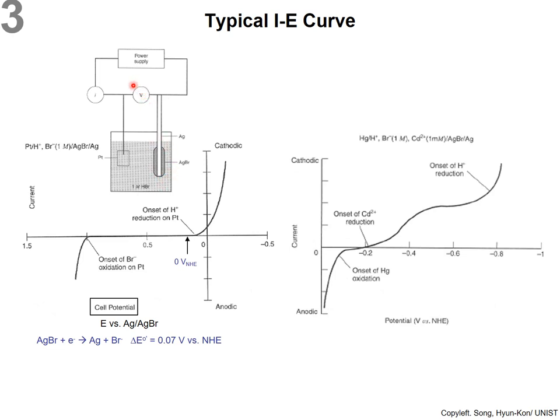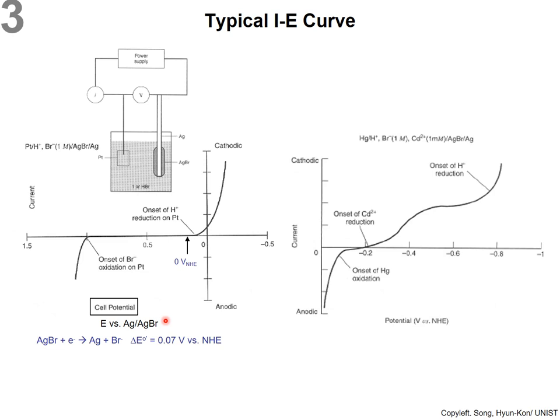Then we can apply some potential, and we will measure the current. Here is the potential-current curve, and this is the confusing notation because we have a plus sign and minus sign here. The positive sign of current is cathodic current, and the negative sign of current is anodic or oxidation current. Here, the potential is measured versus the silver bromide electrode.